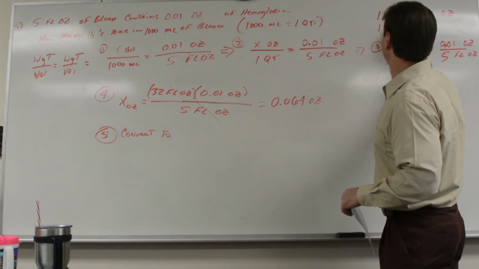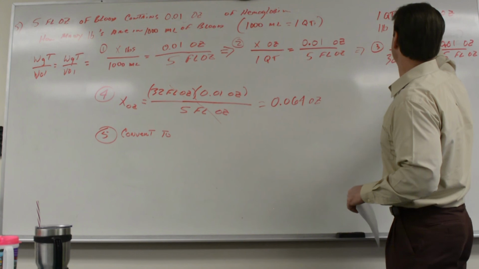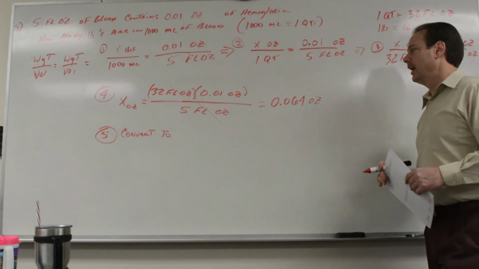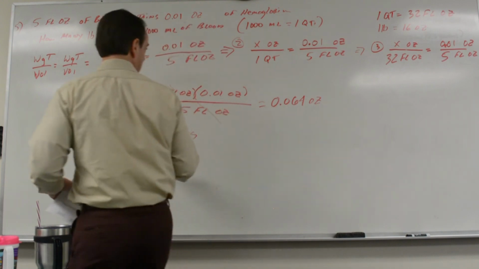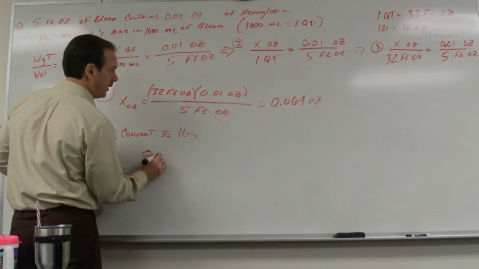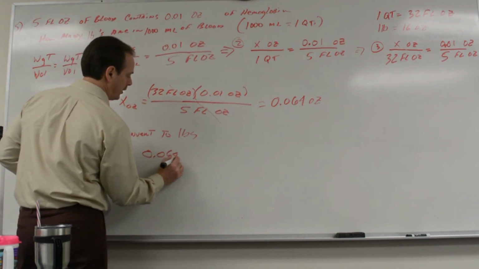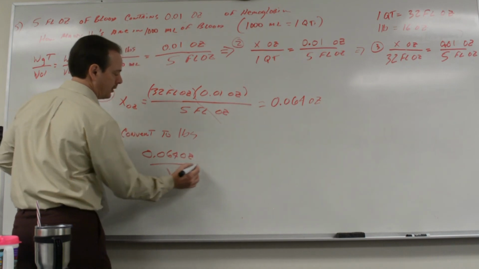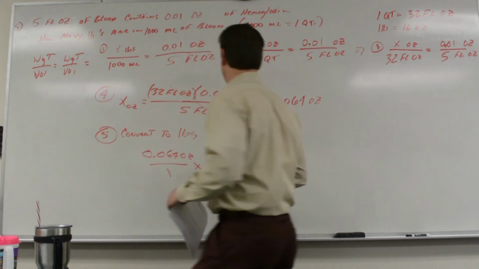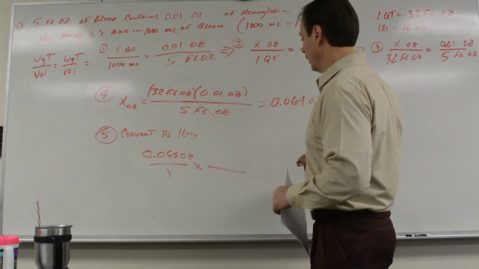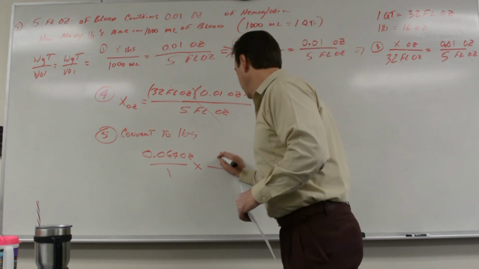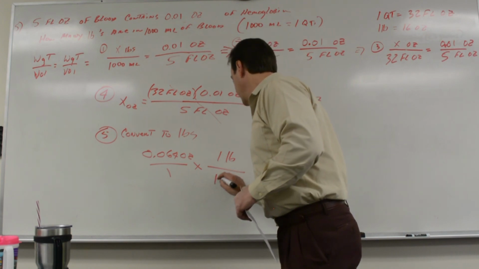1 pound equals 16 ounces. Now, let's come down here and convert to pounds. We're going to take 0.064 ounces. We'll use dimensional analysis again. And we're going to put, 1 pound equals 16 ounces.